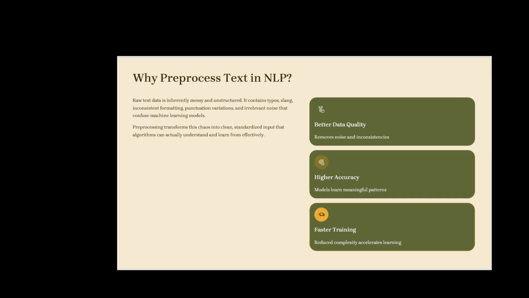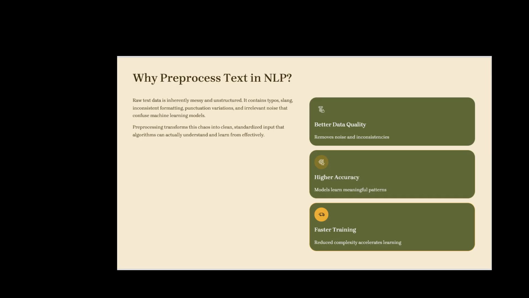Talking about the three main reasons why pre-processing text in NLP is important, well, it leads to better data quality. It in fact removes noise and inconsistencies from the data, and this leads to higher accuracy. Models now are able to learn meaningful patterns, and this leads to faster training because all of the irrelevant noise, punctuation variations, and typos from the data is removed. It now leads to reduced complexity that leads to higher accuracy and faster training.